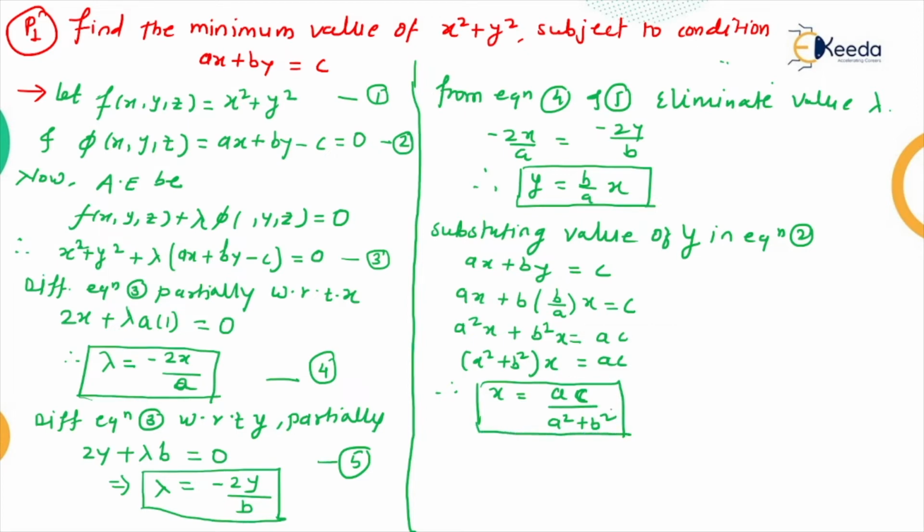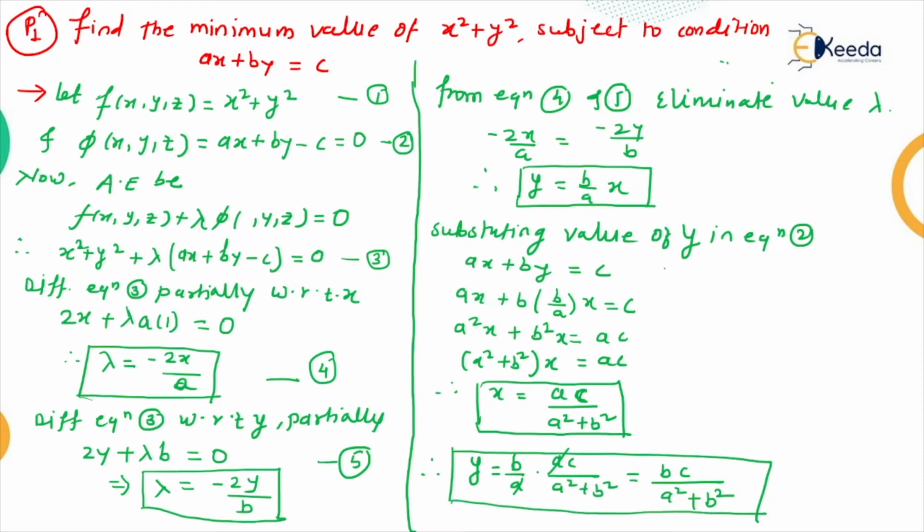Now once you find the value of x, you can very easily find the value of y. So y is b by a into x. Substituting x here, we get b by a into ac divided by a square plus b square. The a gets cancelled and y becomes bc divided by a square plus b square. So this is the value of y.